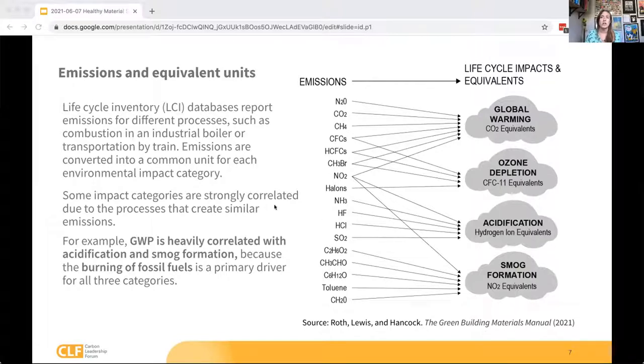You can see a summary of what some of those emissions are and how they're characterized on the right here. Some of the impacts are strongly correlated due to the processes that create similar emissions. One example of that is that global warming potential is heavily correlated with acidification and with smog formation because the burning of fossil fuels is a big driver for all three categories. So basically, when you're burning fossil fuels, yes, there are greenhouse gas emissions released, but there are also other emissions released that are responsible for acidification and smog formation and some of those other human health impacts.